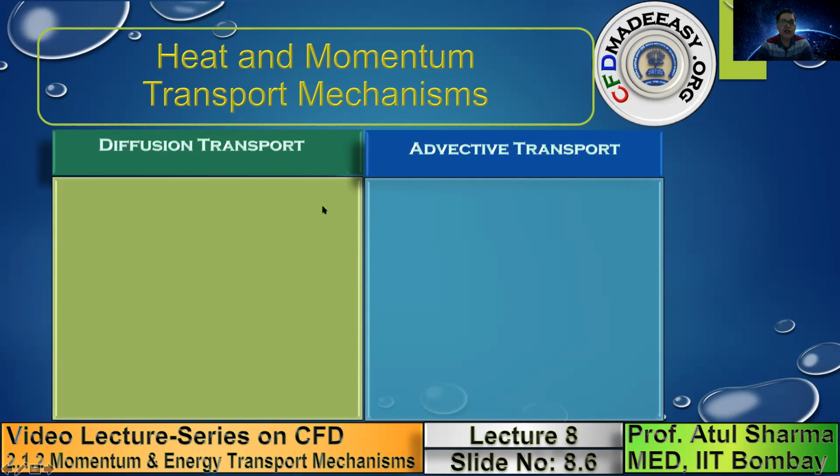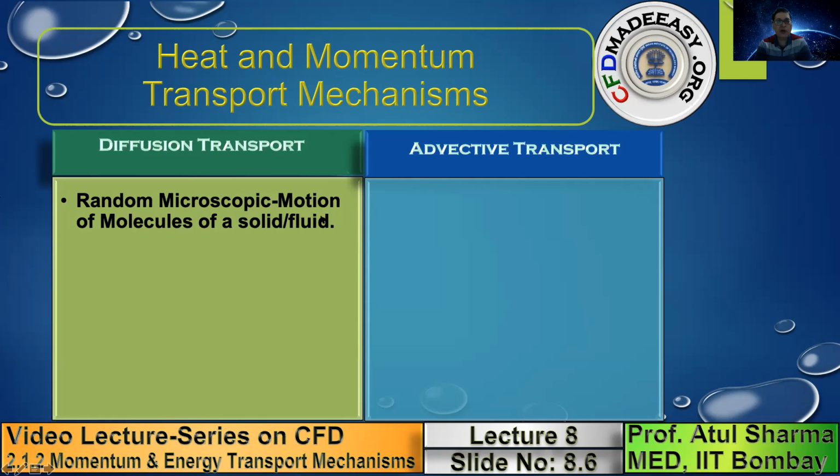The diffusion transport corresponds to the random molecular motion of the molecules of a solid or a fluid. In a conduction problem, you have a random microscopic motion of the molecules, whereas when you study fluid mechanics, there is a random microscopic motion of molecules of a fluid. The driver for the diffusion transport is molecular motion.